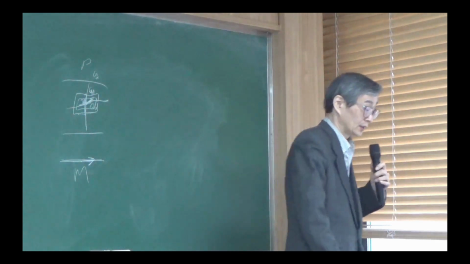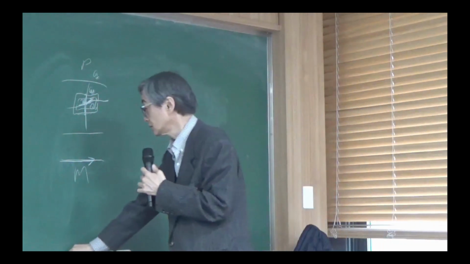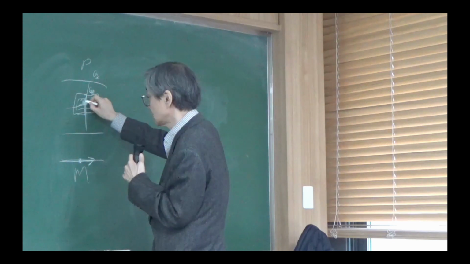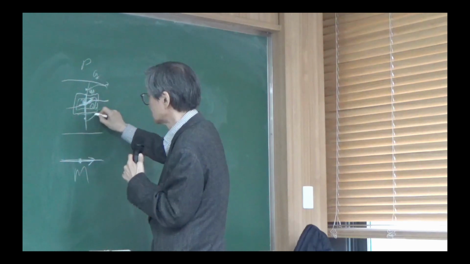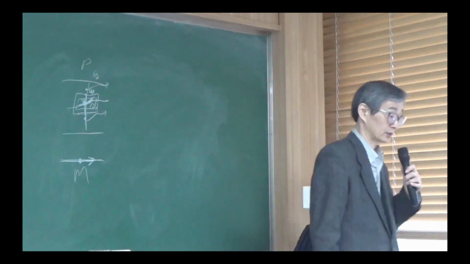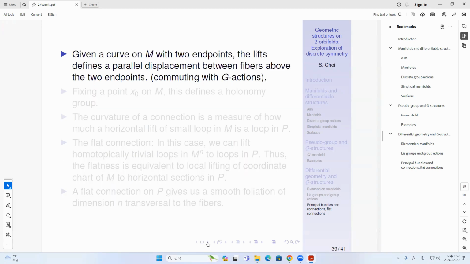Another thing is, if this is the initial point, you can choose any initial point here in the fiber, and then it will lift. Again, that's the same thing as an ordinary differential equation, that you can choose any initial point. And the horizontal lift is determined once the initial point is given.